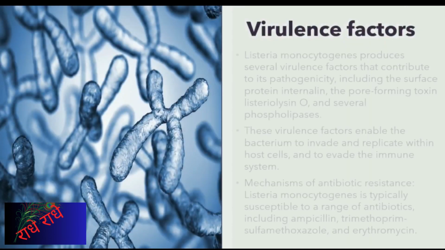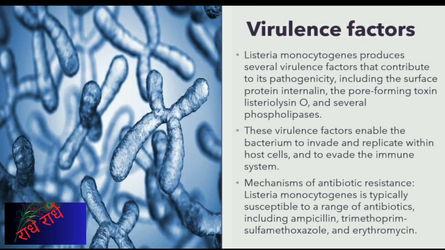Listeria monocytogenes produces a range of virulence factors, including internalin, listeriolysin O, and several phospholipases. These factors enable the bacteria to invade and replicate within host cells and avoid the host's immune system.